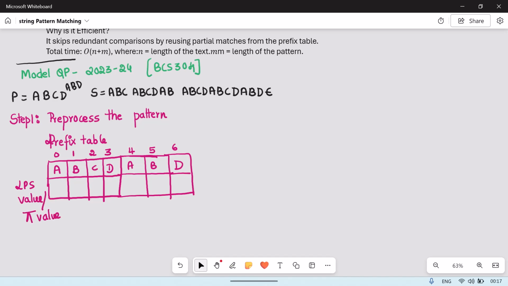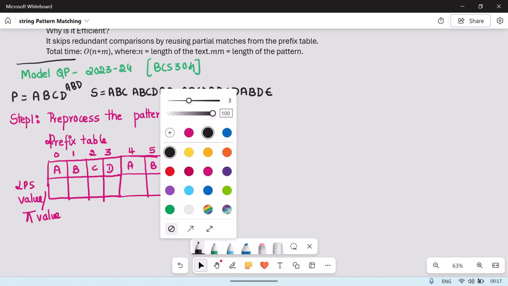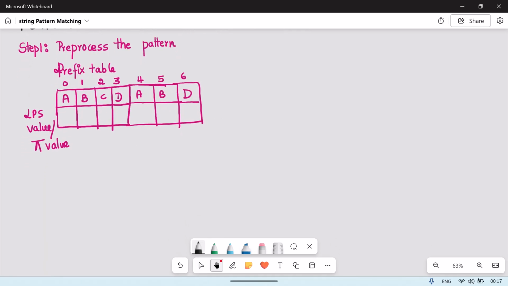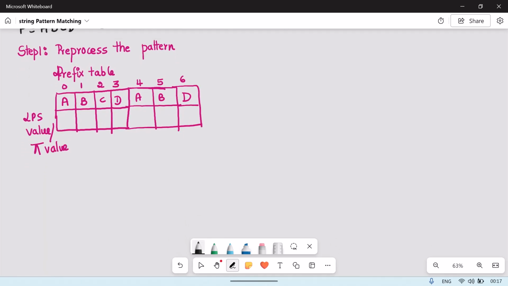Okay, now how do you do this? See, this particular finding of the pi, it's easy only. Let me break down the steps. First thing is, take one character at a time. The first character that you have is A, right? So for the first character, by default, the LPS value will be 0. For the first character in the pattern, the LPS value will be 0.